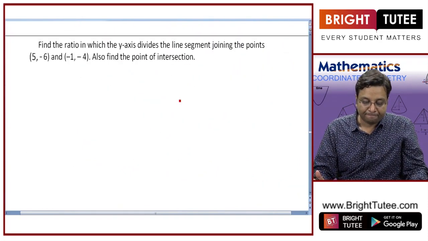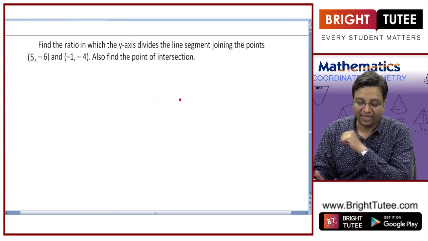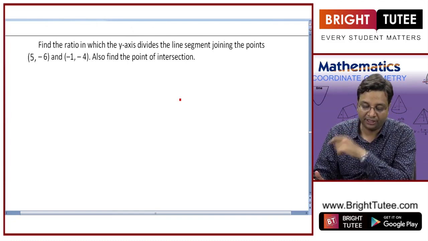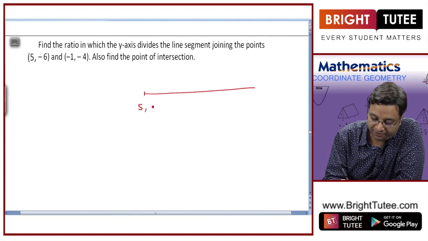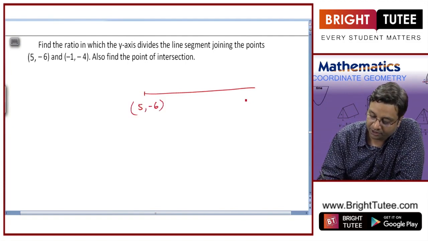Okay. Find the ratio in which the y-axis divides the line segment joining the points. The first point is 5 comma minus 6, second is minus 1 comma minus 4.